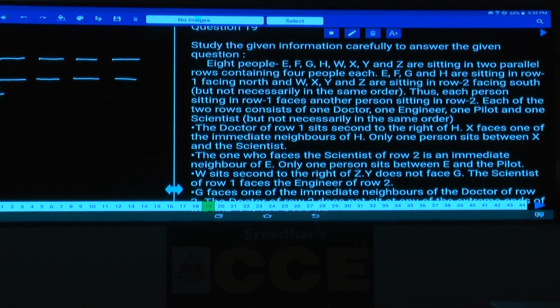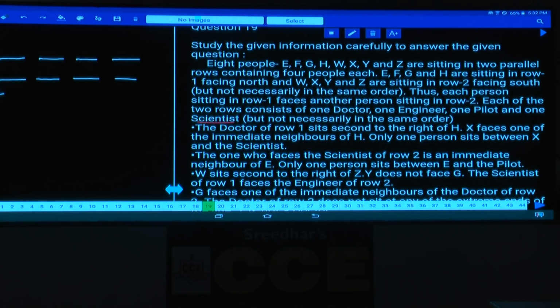W, X, Y, Z are sitting in row 2 facing south. W to Z are the 4 persons. E to H and W to Z are the 8 persons. And thus each person sitting in row 1 faces another person in row 2. Each of the 2 rows consists of 1 doctor, 1 engineer, 1 pilot and 1 scientist.